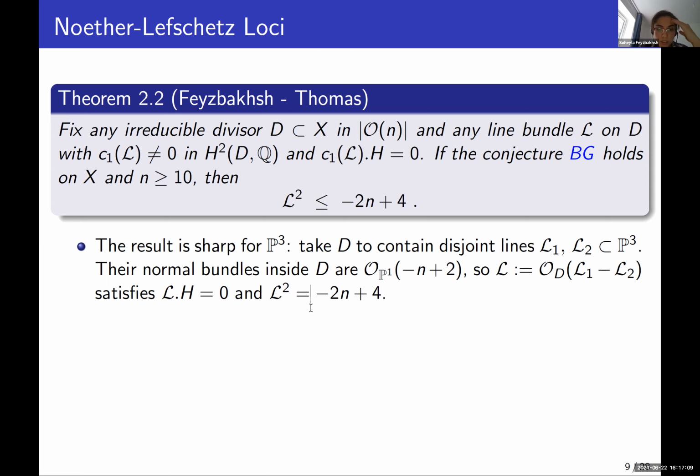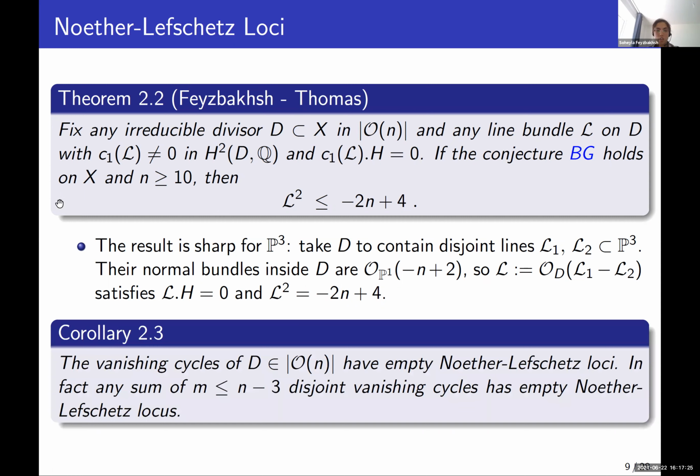Regarding this theorem, the classes on D which are not restricted from X are the most interesting ones. One source of these examples are vanishing cycles. Vanishing cycles are the cohomology classes of two spheres in D, which are contracted to nodes as we deform D in the linear system to nodal hypersurfaces. And we know that they have square minus two. So this theorem says that they cannot be the class of a line bundle. That's why they have empty Noether-Lefschetz loci. And in fact, since we can go up to minus 2n plus 4, we can actually show that n minus three disjoint vanishing cycles has empty Noether-Lefschetz locus.